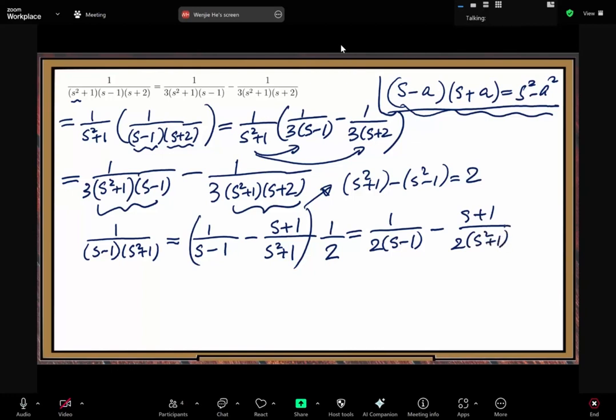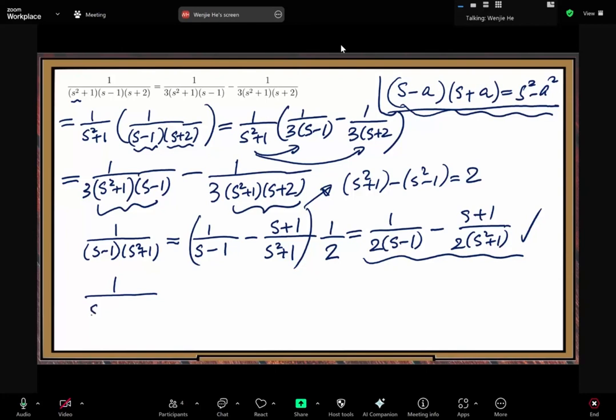Then this form is friendly for Laplace transform, inverse Laplace transform, right? So when you get to some point, when you see it is friendly for the inverse Laplace transform, then you can stop there. All right. So one more. Let's practice another one.